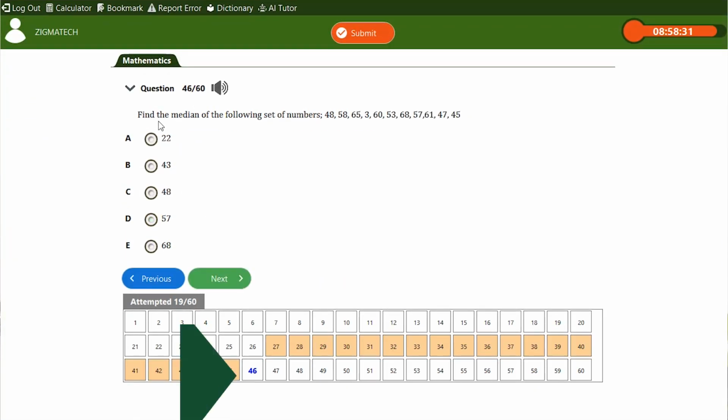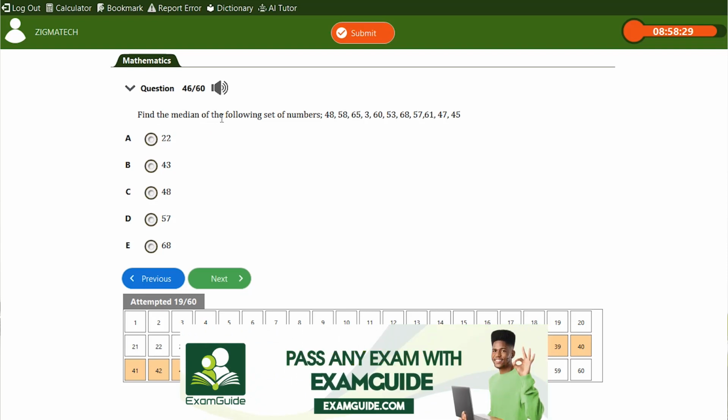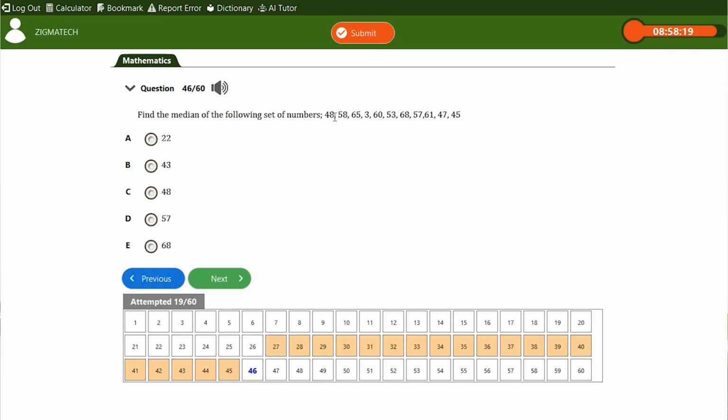So the next one is find the median of the following set of numbers. Find the median of the following set of numbers. So we have 48, 58, 65, 3, 60, 53, 68, 57, 61, 47, and 45.